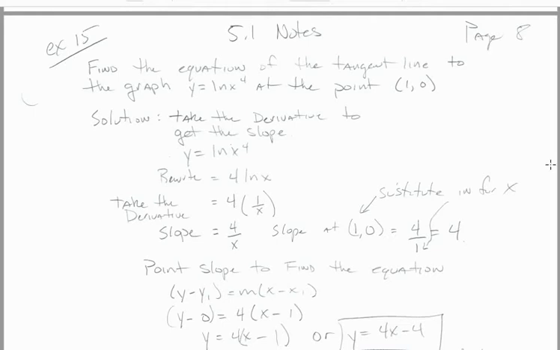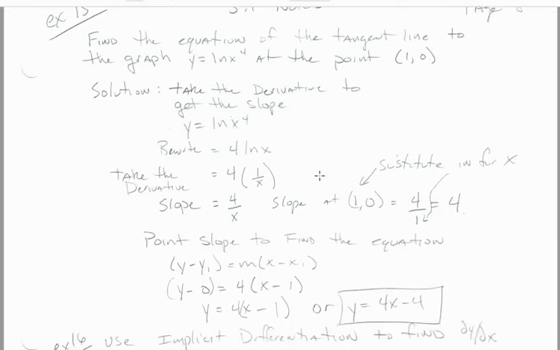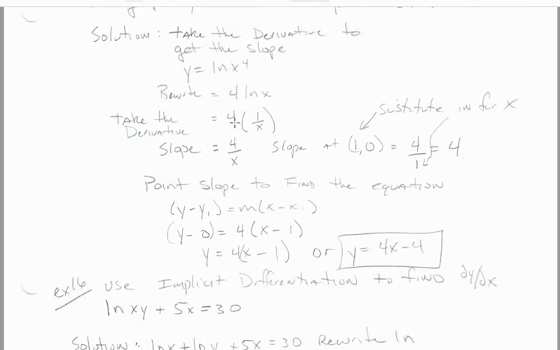So the first step for us, we want to find the equation of the tangent line to the graph y equals natural log of x to the fourth at the point (1, 0). So we're going to take the derivative first. The best way to take the derivative on this one is to rewrite it first. Bring that power down, so that 4 is going to go in front of the natural log. So now we're going to have 4 times the derivative of natural log of x, which is 1 over x. So our final derivative is 4 over x, which is our slope.